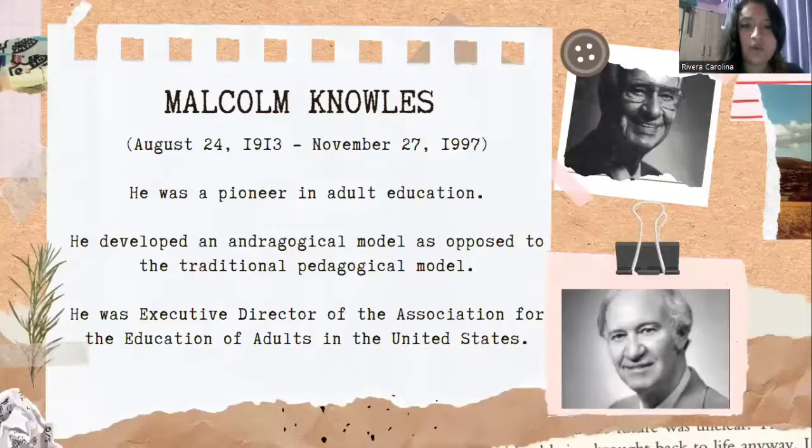Malcolm Knowles was born in August 1913 in Livingston and died in November 1997. He was a pioneer in adult education. He developed an andragogical model against the traditional pedagogical model that takes into account the specific characteristics of adults in the learning process. He introduced the theory of andragogy as the art and science of helping adults learn. He believed that adults need to be active participants in their own learning.